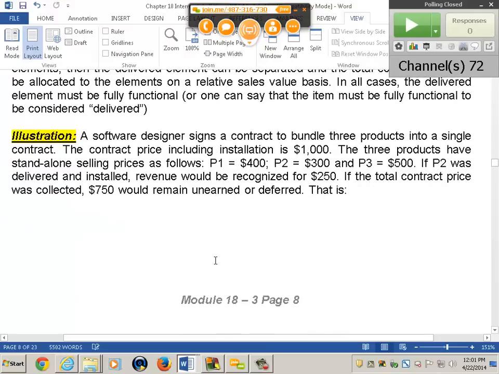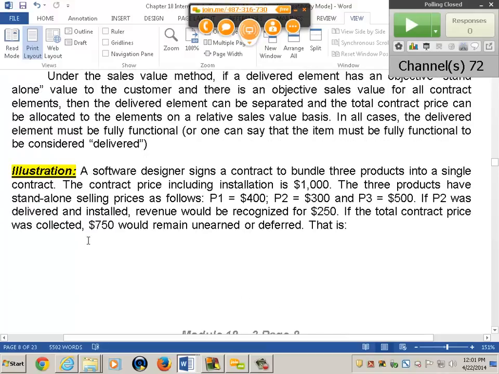Now, here's the way it would work. On the bottom of page 8, let's assume that we have 3 products that are going to be bundled. The total contract price is $1,000. And we have 3 products, 1, 2, and 3. And their standalone fair values are 400, 305.